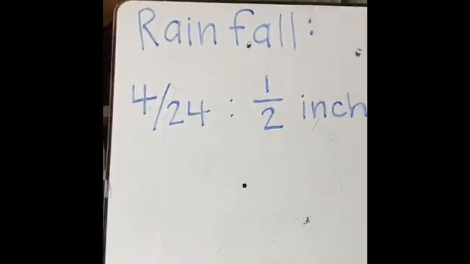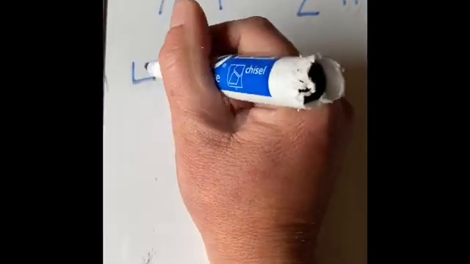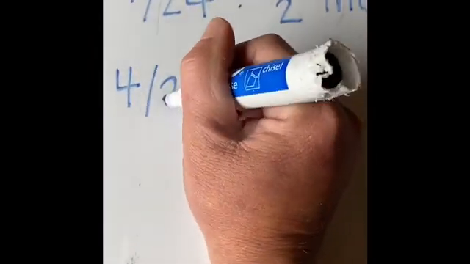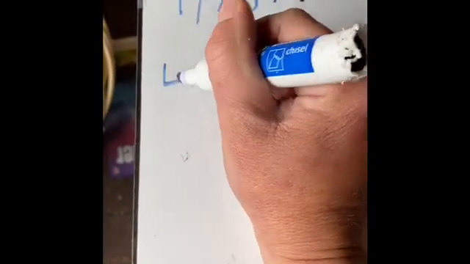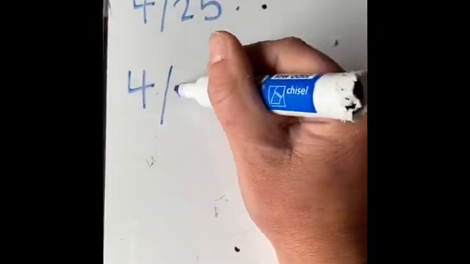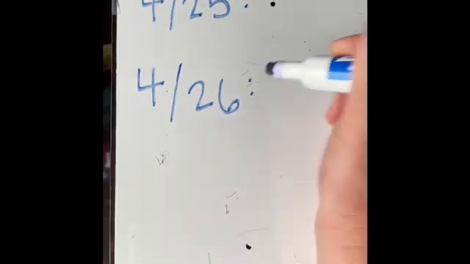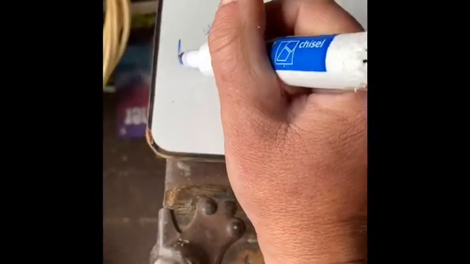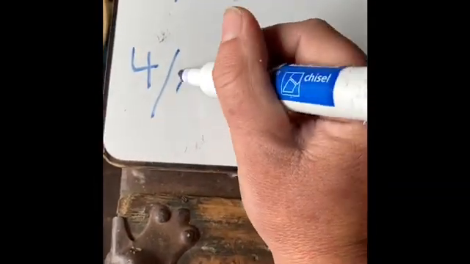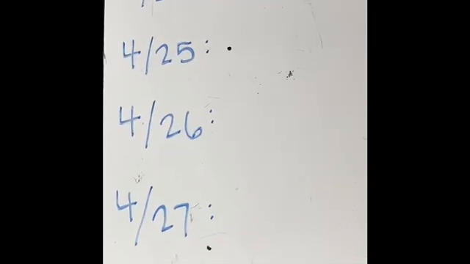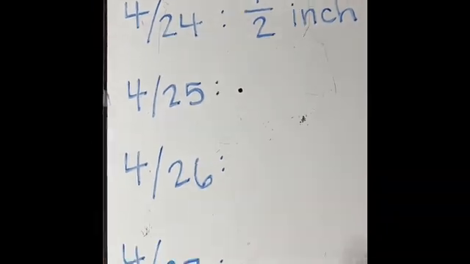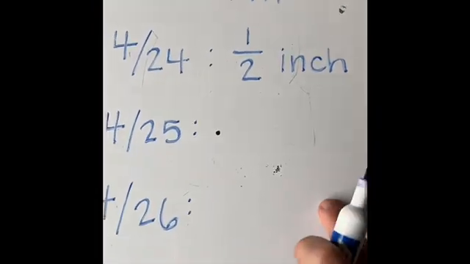Okay. So tomorrow will be the 25th. Sunday will be the 26th. And then Monday, when we come back together again, it will be the 27th. So record the rain over the weekend so that we can graph it next week.